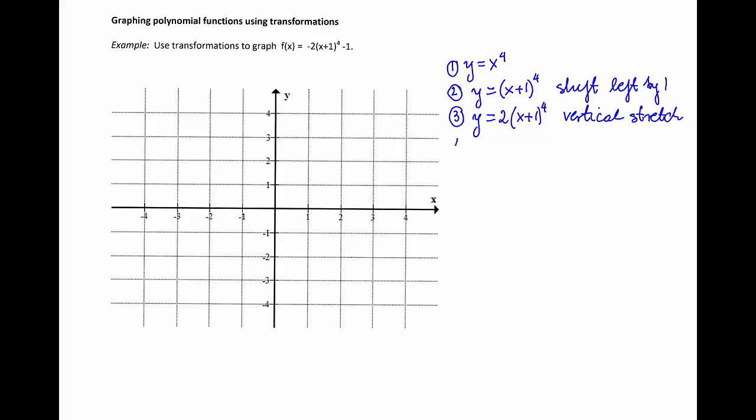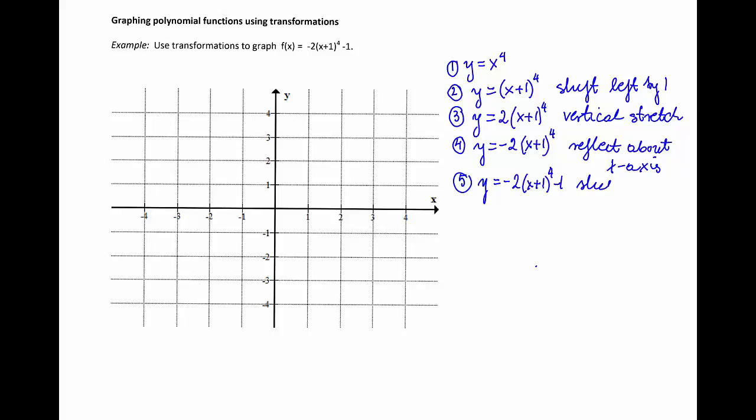The next transformation to the graph on the way to the formula for the function f of x would be to add a minus sign in front of the whole formula, and adding a minus sign to the function means we need to reflect the graph about the x-axis. And finally, we have to subtract 1 to obtain the formula for the function. So we have to subtract 1 from the previous one, and that means we need to shift the graph down by 1.